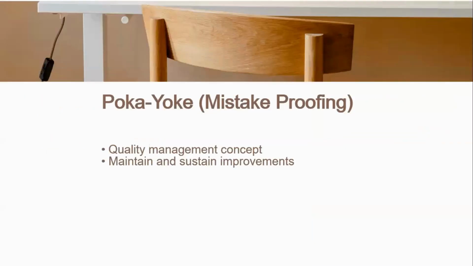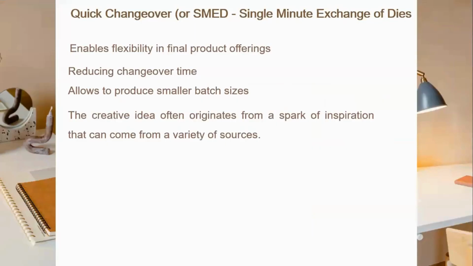Poka-yoke, the mistake proofing. This is one particular tool. What it talks about is that whenever you do any process, make sure it does not have any mistakes. It's mistake-proof. That's called poka-yoke. Maintain and sustain the improvement, right? I don't have any error here and I'm going to improve on it. This is one of the methods used in lean methodology. And here, what we are trying to discuss is flexibility in the product offering, right?